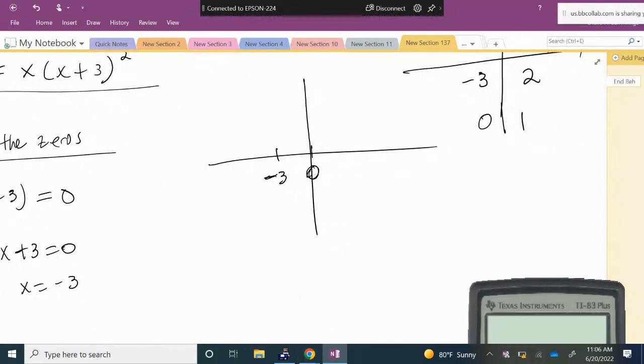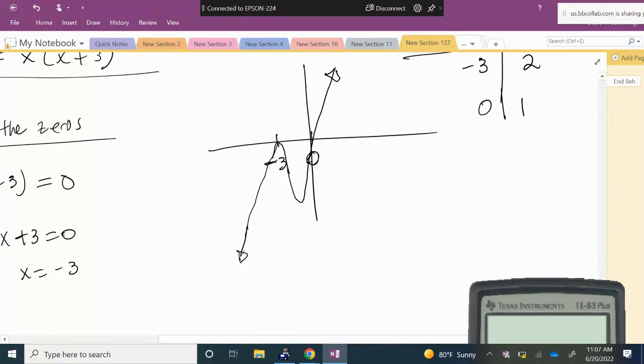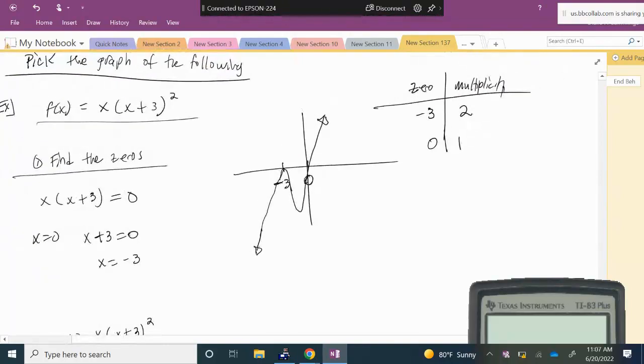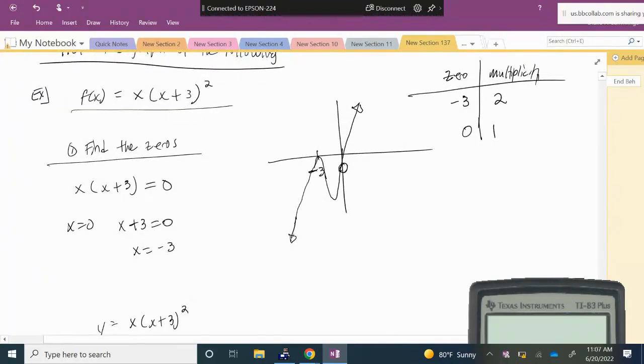So this graph should look something like this. It should fall to the left, right? It should hit -3, and since -3 has a multiplicity of 2, it's going to bounce off -3, and then it's going to cross through at 0. So the graph for this function should look something similar to this.